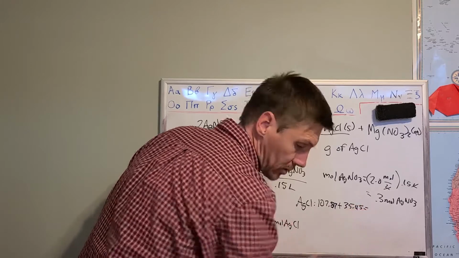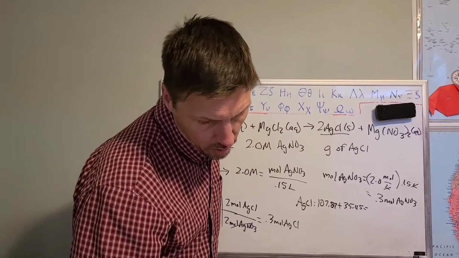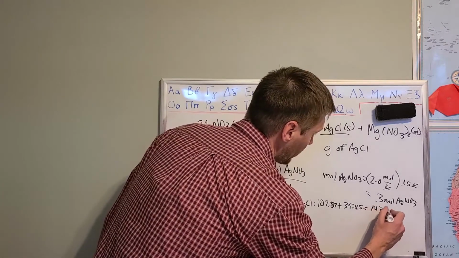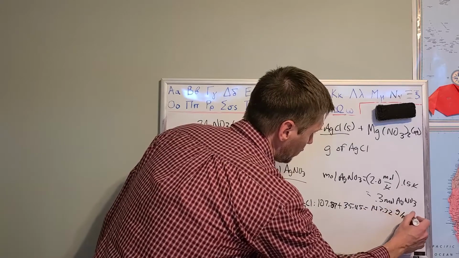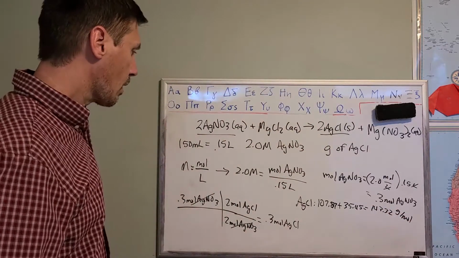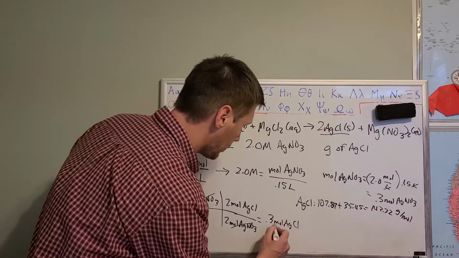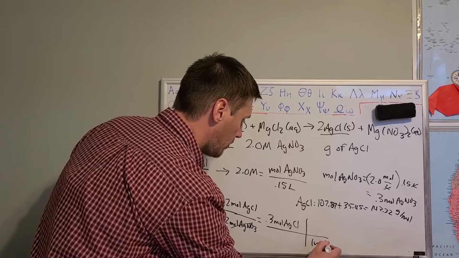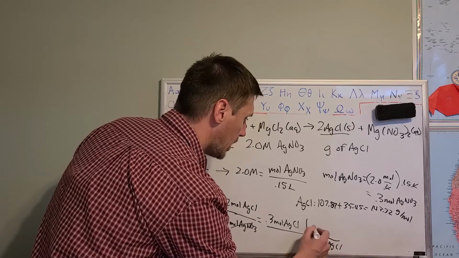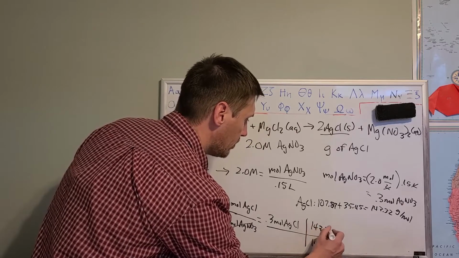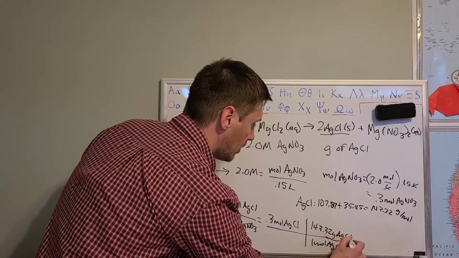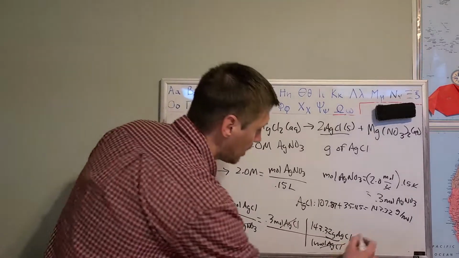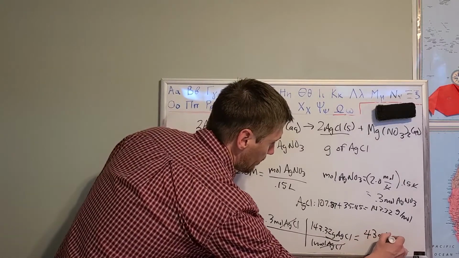35.45. So that's going to equal 143.32. 143.32 grams per mole, right? And so now we can use that to convert this. We know then for every 1 mole of AgCl, we have 143.32 grams of AgCl. Those units cancel out. And finally, our answer is 43 grams of AgCl.